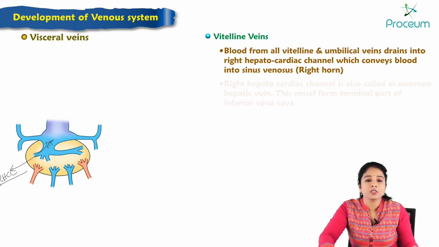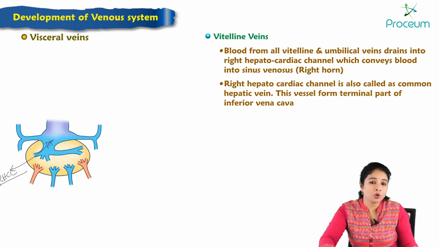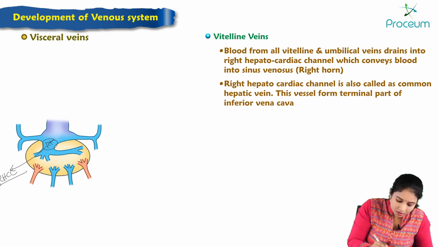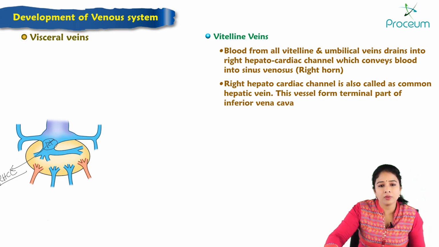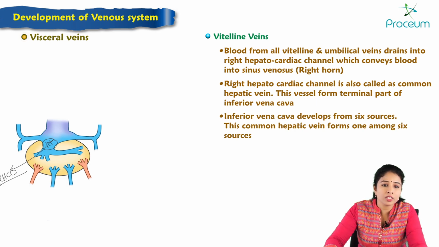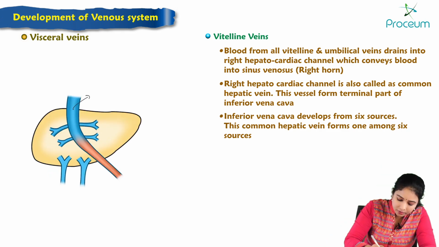So the right hepatocardiac channel is also known as the common hepatic vein, and the terminal part of this vessel forms the terminal part of the inferior vena cava. So this part forms the termination of the inferior vena cava. The inferior vena cava develops from 6 sources, and this common hepatic vein forms one among the 6 sources which give rise to the inferior vena cava. So here we can see the developing liver, and the terminal part of the inferior vena cava.